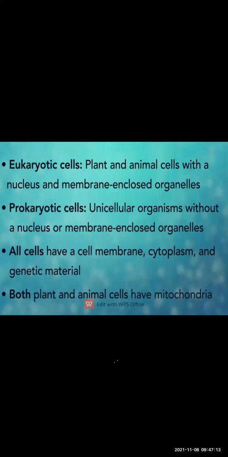Then, what is the eukaryotic cell, and what is the prokaryotic cell? In the eukaryotic cell, you can see the nucleus and the membrane-enclosed organelles clearly under the microscope, whereas in the prokaryotic cell, you cannot see the nucleus or the nuclear membrane and the enclosed organelles clearly in the cell.